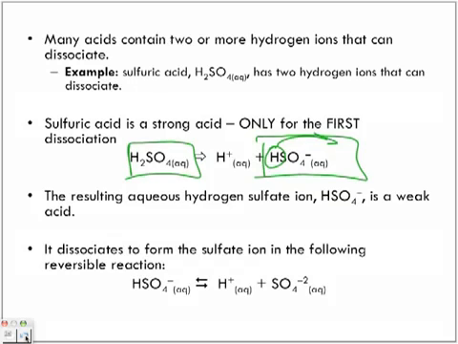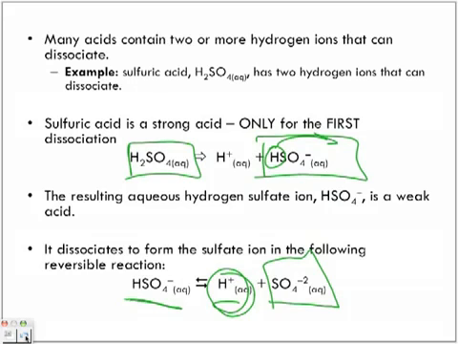So when it dissociates, here's now the weak version of the acid, but it's in ion form. It also can give off the hydrogen proton to a water molecule, forming the hydronium ion, and then giving way to the sulfate ion.